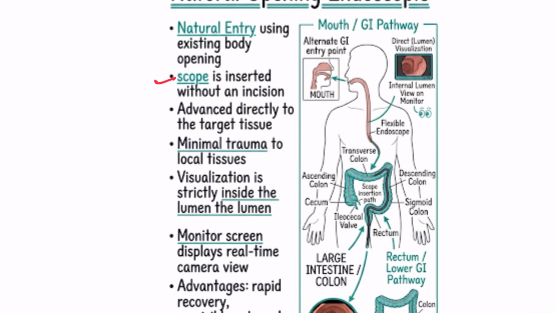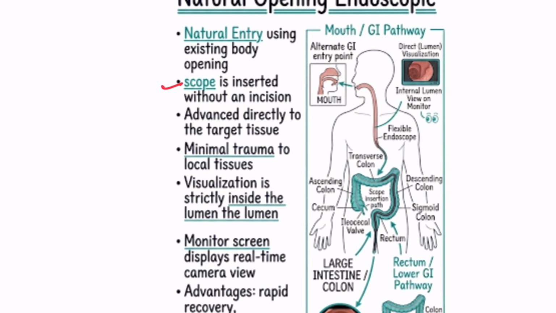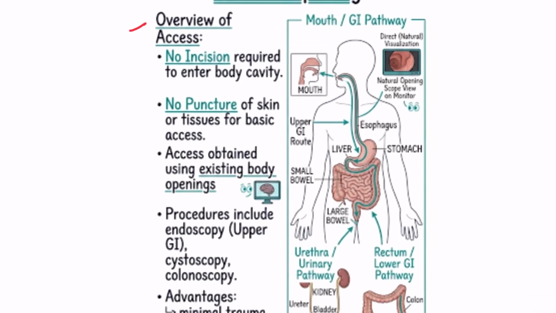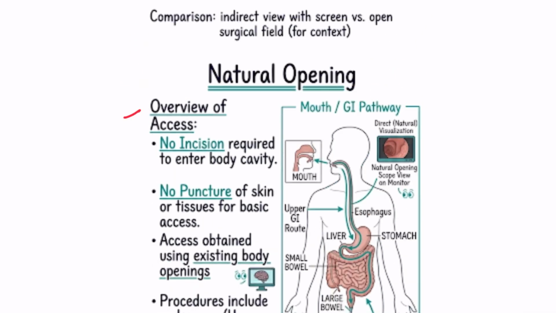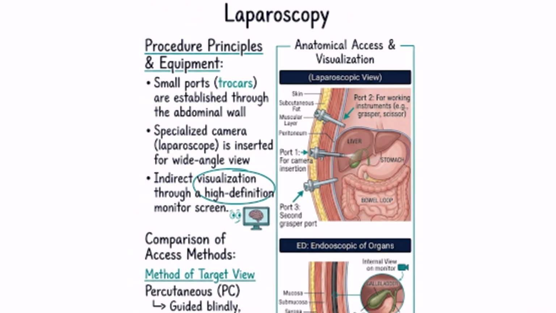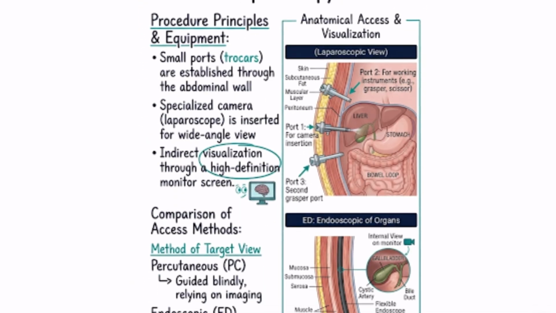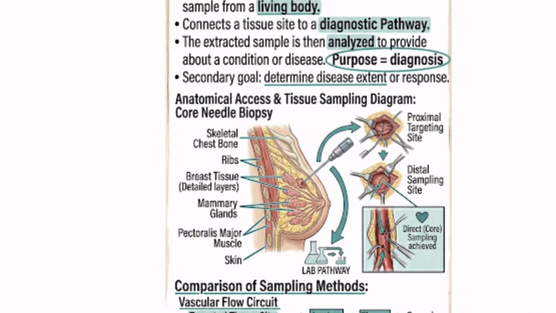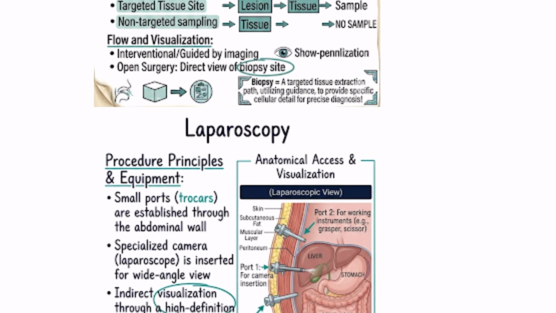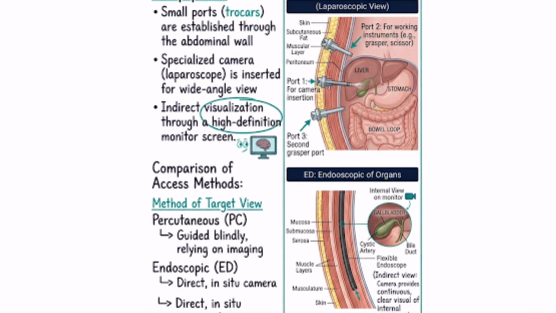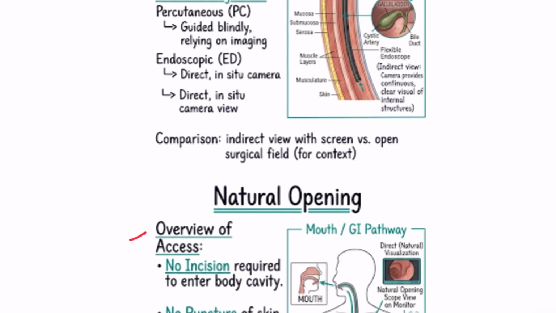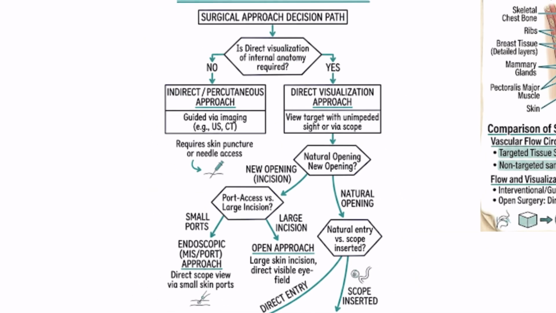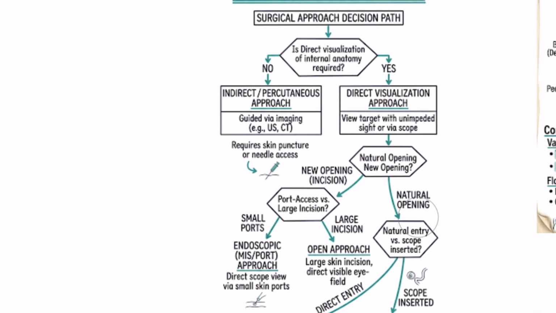So again, do not memorize this. This is a separate criteria. Just think, how do we enter? How are we seeing? So ask the question, was the body opened and the structure directly seen? Then it's open. If there is an entry through puncture and no direct visualization, it is percutaneous. If there is an entry through puncture and a scope for visualization, that is percutaneous endoscopic. If there is just an entry through a natural body opening, that's natural opening. If we have a natural opening plus scope, it's natural opening endoscopy.